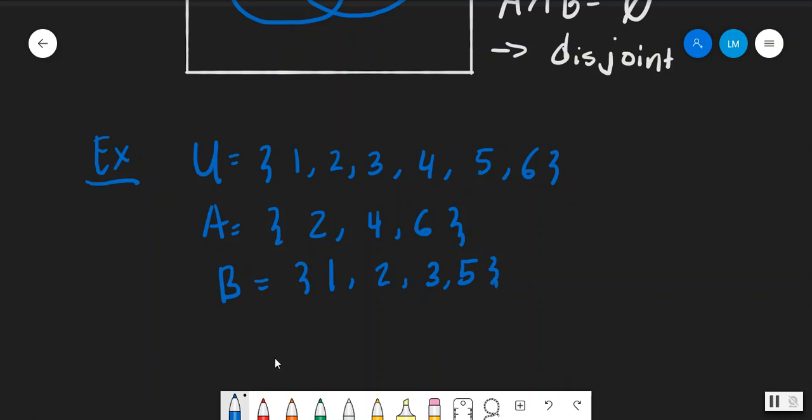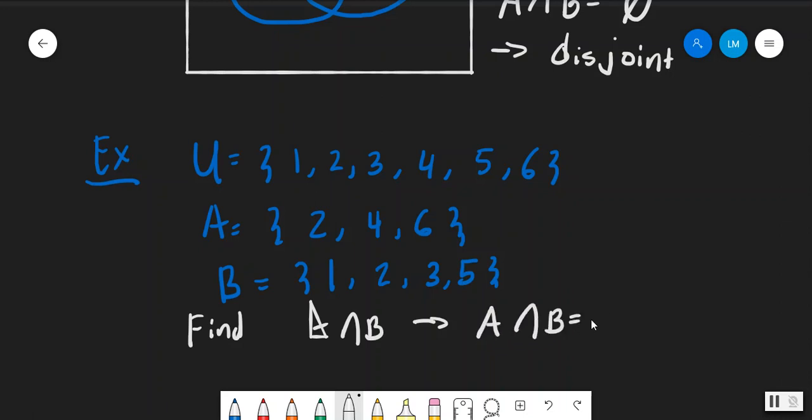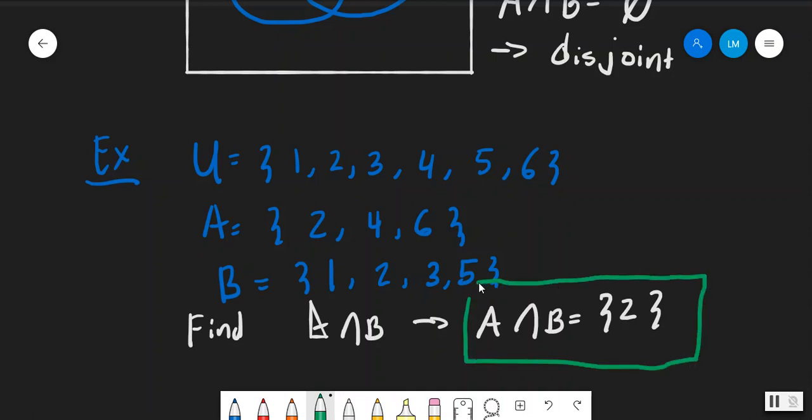Well, let's say that we want to find A intersect B. In that case, you're just looking for the elements which are in both. So looking at A and B all together, that's just the element 2. So the elements that are in both of the two sets is just 2, and that's it.